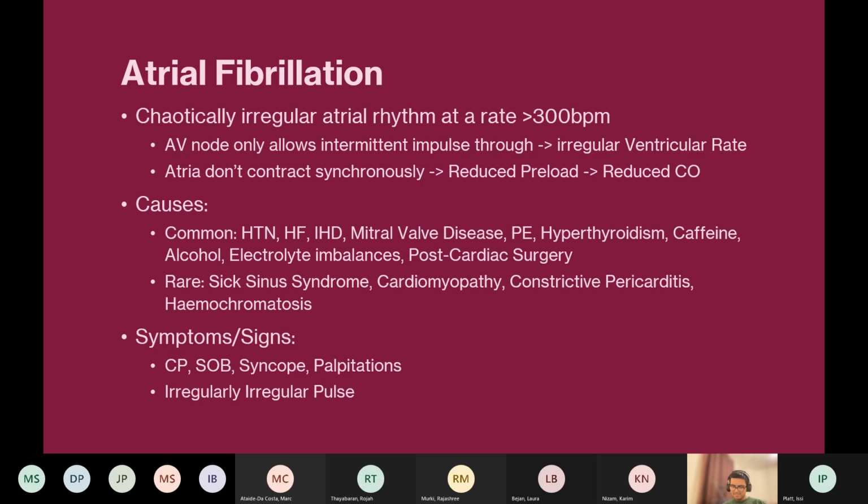What about some signs that you might get? I've already told you one of them when we were describing pulse.